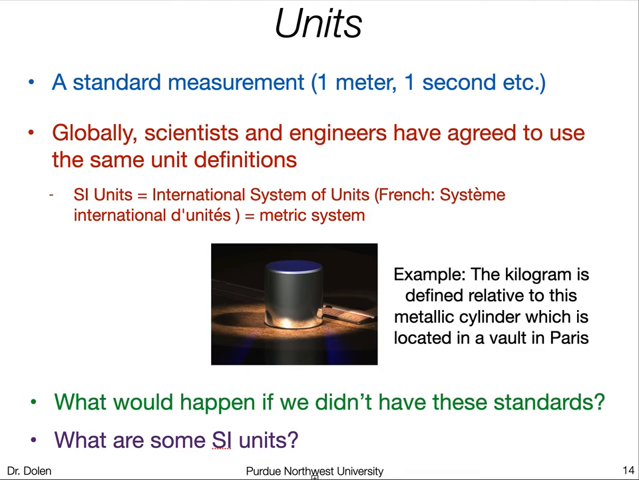So for example, the kilogram is defined relative to this one metallic cylinder which is located in a vault in Paris, right? That is what a kilogram is. It is that piece of metal, and that's what we've all decided is a kilogram. And I'm going to talk a little bit more later about how that definition may change in the coming years.